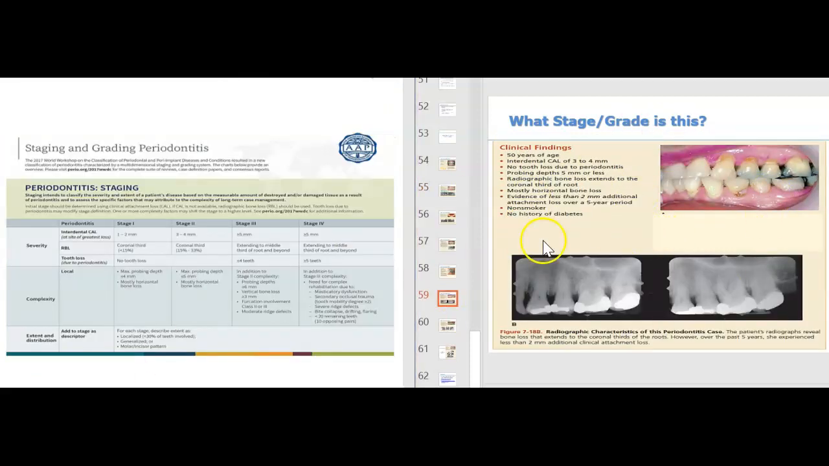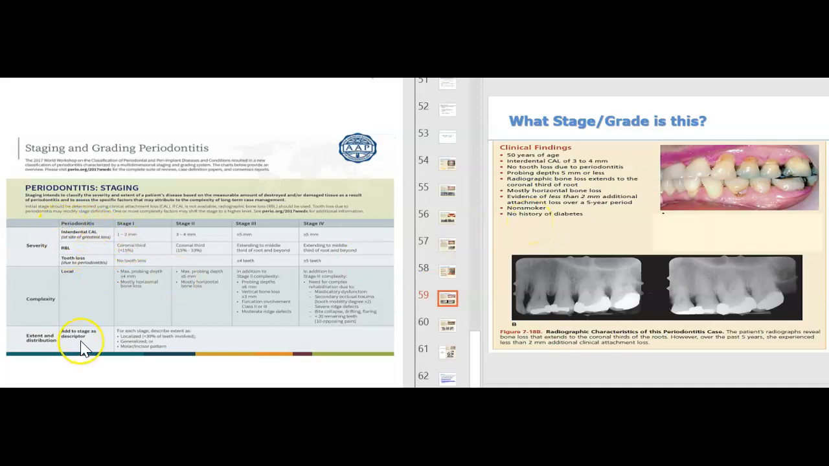So let's look at another example. Here we have a 50-year-old client. The highest interdental CAL was a 4, so 3 to 4 millimeters. No tooth loss. Highest probe index was a 5, so 5 millimeters or less. Radiographic bone loss extends to the coronal third of the root, so it hasn't progressed to the middle third. It's not in the middle third, it's more towards the coronal third. Horizontal bone loss, less than 2 millimeters of attachment loss over the past 5-year period, non-smoker, and not diabetic.